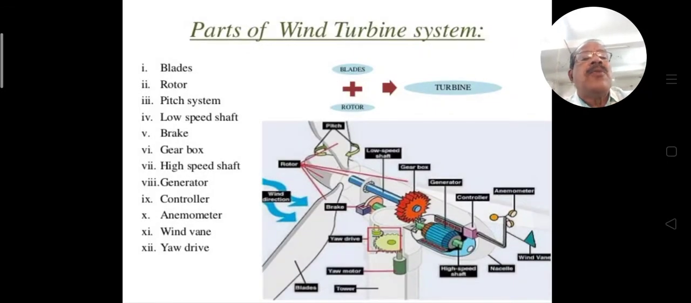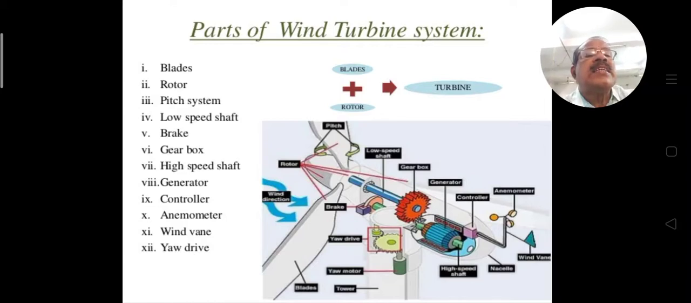And now the various parts of the wind turbine. In a wind turbine, the main parts are: blades, rotor, pitch system, low speed shaft, brake, gearbox, high speed shaft, generator, controller, anemometer, wind vane, and yaw drive. These are the 12 different parts.